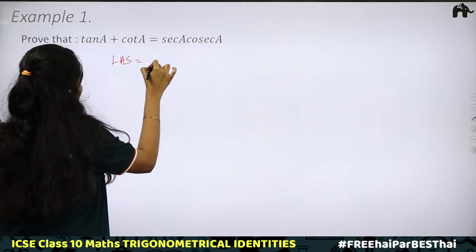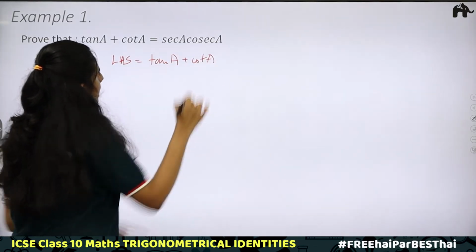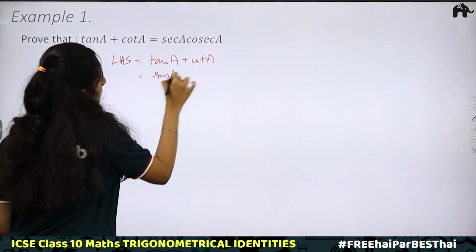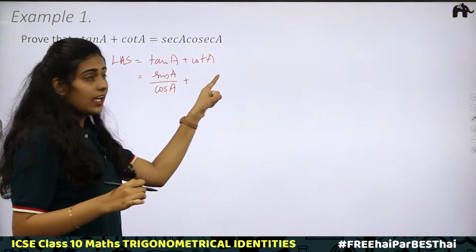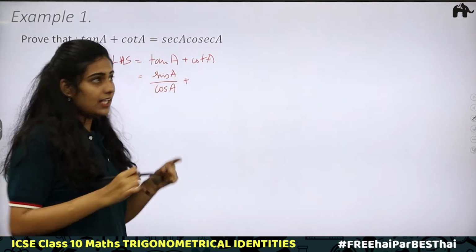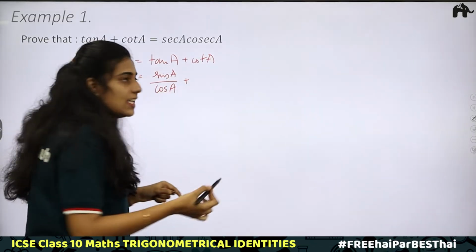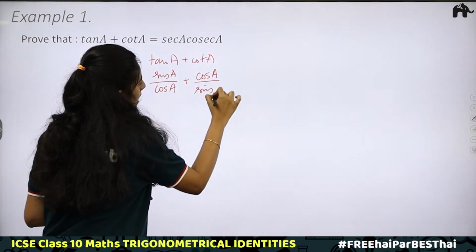On the left hand side we have tan A plus cot A. Tan A can be written as sin A by cos A. What about cot A? Cot A is the reciprocal of tan A, which means when you take the reciprocal of sin A by cos A, we get cos A by sin A.